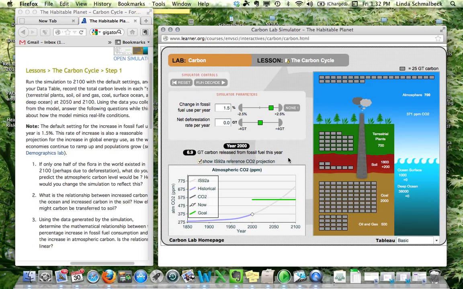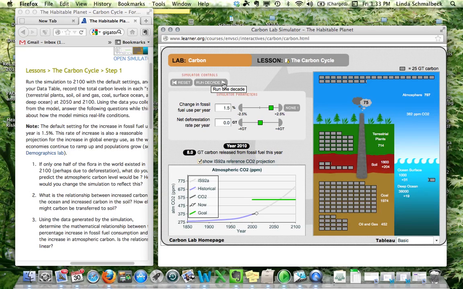So your job in this first lesson is to run the model. So you click up here to run the model. First of all, record it at 2000. So all the values that are in these reservoirs, record in the table for 2000. And you see here the rate of change in fossil fuel use is going to be a constant percentage. So constant percent increase in the amount of fossil fuel consumption. And so you're going to run the model up to 2050.